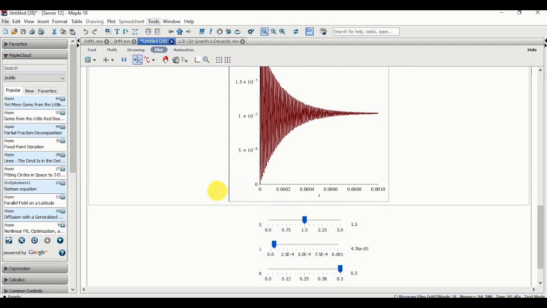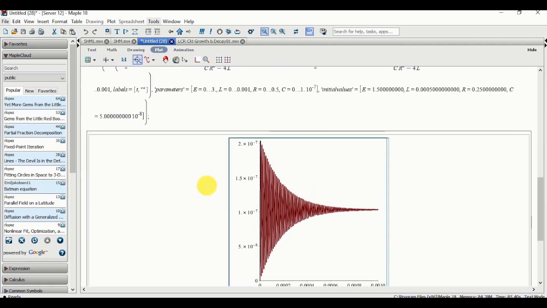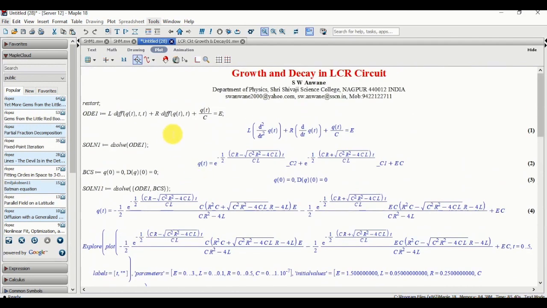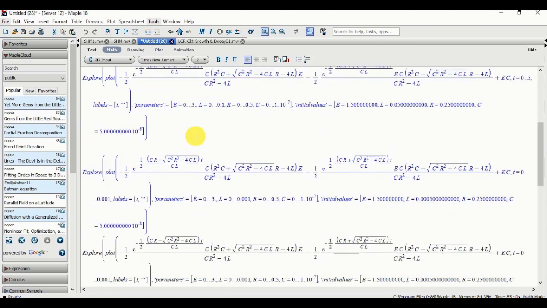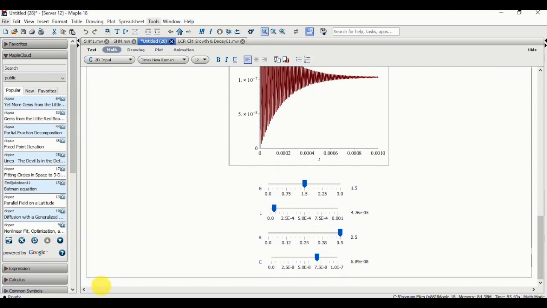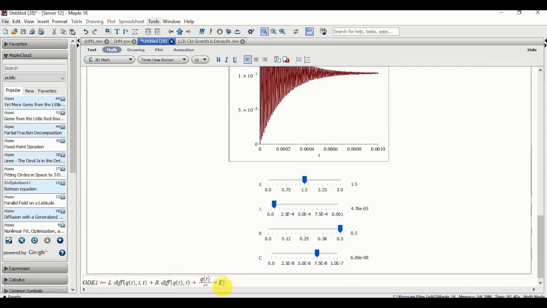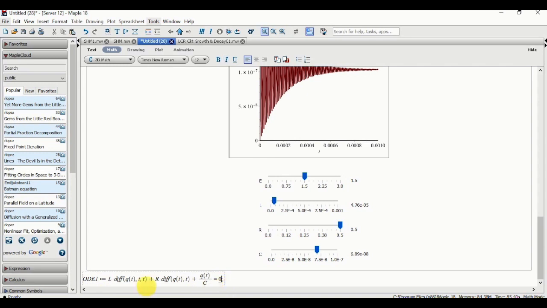Now we shall try decay in the circuit. Now for decay in the circuit, we need a small change to be carried out in the basic equation, and that basic equation, we don't have battery in the circuit, so E is to be replaced by 0. That is the only change. Now let us try this equation as ODE2, and for ODE2 we shall make only this change, that E is replaced by 0, and this differential equation is equation number 2.